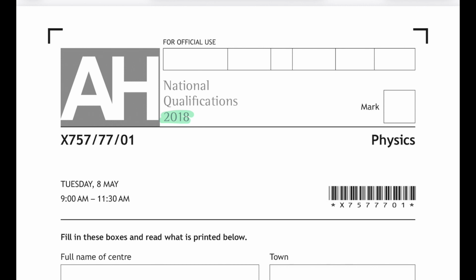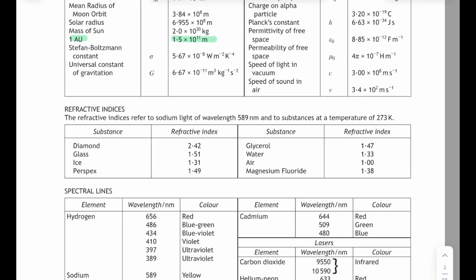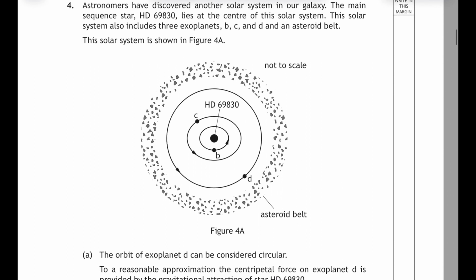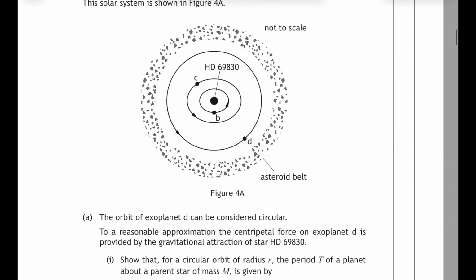This is 2018, and we're going to have a look at question 4. Again, if you want to do the question first, come back once you've had a go at it. Astronomers have discovered another solar system in our galaxy, and the main sequence star, HD 69830, lies at the centre of the solar system. They always give these stars crazy names. Anyway, the solar system also includes 3 exoplanets, b, c and d, and an asteroid belt. And the orbit of exoplanet d can be considered circular, so that's the one we're interested in.